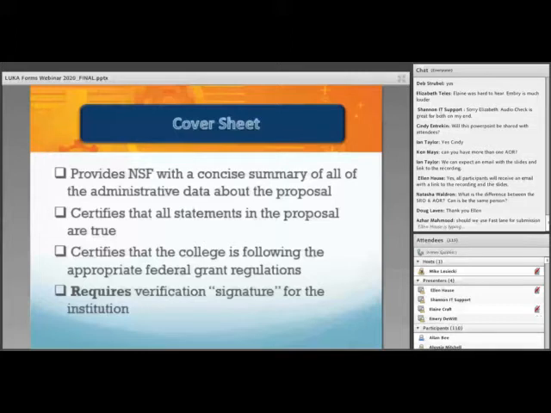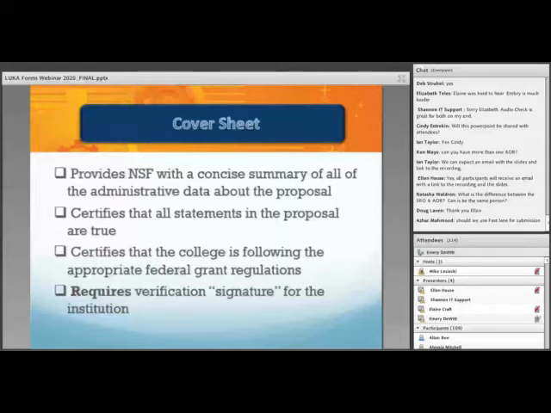The cover sheet. All right, I'm back on track. Here are some tips for completing the cover sheet information. The cover sheet provides NSF with a concise summary of all of the administrative data about the proposal. Included is a requirement for college certification that all statements in the proposal are true and that the proposer will follow the appropriate federal grant regulations. A question and checkbox completed by the AOR for the college constitutes an electronic signature on behalf of the institution. So note there is no actual physical or electronic signature required.